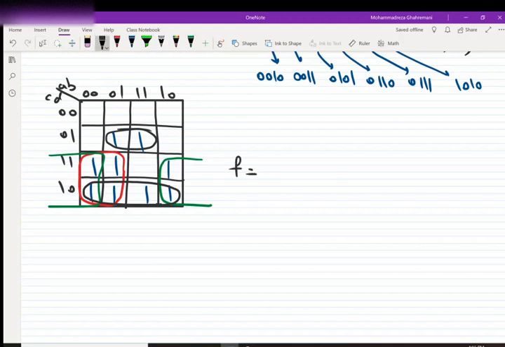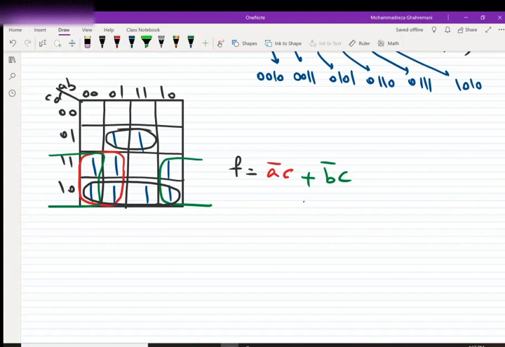Okay, now let's write the function. The function is equal to the red one. For the red one, A is constant, which is A bar, B is changing, C is constant, which is C, D is changing, so it's A bar C, plus the green one. We see that A is changing, B is constant, it's B bar, and C is... Oh, let me do it from the beginning. Sorry, for the red one, A is constant, A bar, B is changing, C is constant, it's C, D is changing, so it's A bar C, which is correct.